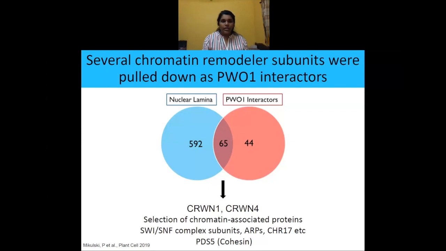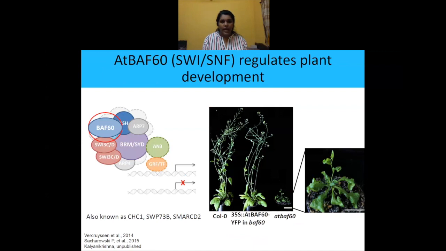And one of the subunits from the SWI/SNF complex that was found in this overlap was ATBOB60, also known as CHC1, SWP73B in yeast, or SMARCD2 in humans. It is part of the large complex and it is essential for its function.